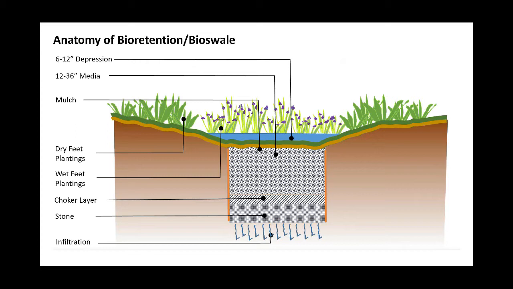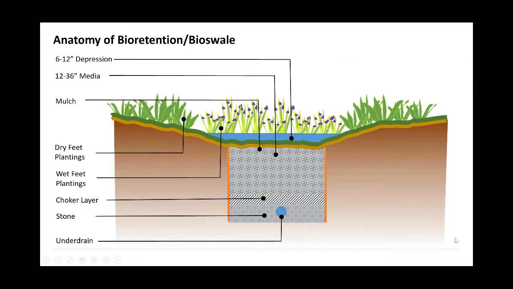There's often a choker layer, and that choker layer is what separates the planting media from the actual sand that's below and/or the stone, and then the stone below it, and then infiltration. And sometimes there's actually an underdrain.